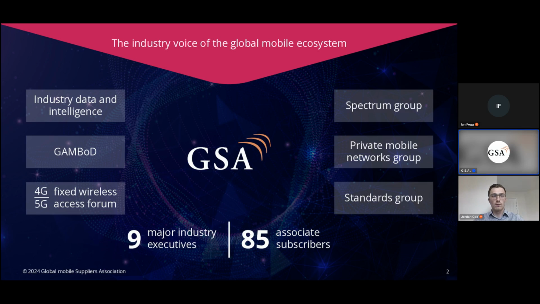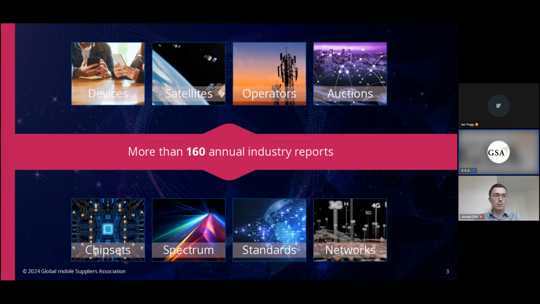In parallel, GSA also publishes more than 160 reports annually based on data from our Gambod database. This unique database, which can be accessed by all employees of every GSA member and associate organization via the GSA website, contains the most up-to-date global data on 4G and 5G devices, networks, technologies, spectrum, and chipsets. GSA tracks over 2,500 operators in the Gambod database, including data on over 580 public 5G networks in the process of being deployed, trialed, planned, or licensed.